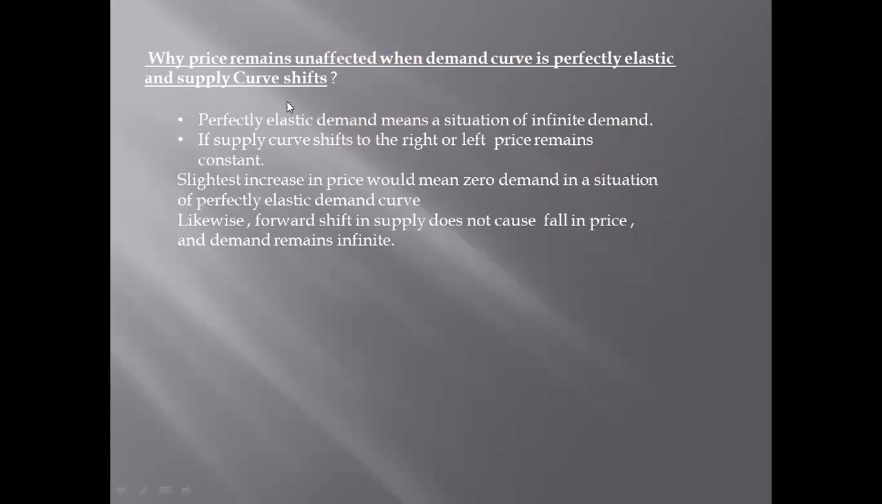Why does price remain unaffected when the demand curve is perfectly elastic and the supply curve shifts? Perfectly elastic demand means a situation of infinite demand. If the supply curve shifts to the right or to the left, price remains constant. The slightest increase in price would mean zero demand in a situation of perfectly elastic demand curve. We have seen this in price elasticity of demand. Likewise, a forward shift in supply does not cause a fall in price, because demand remains infinite.